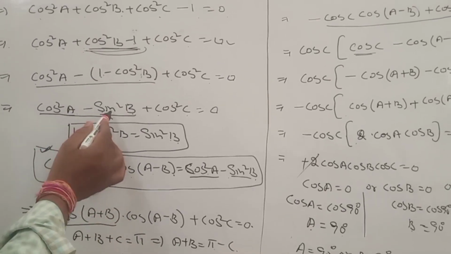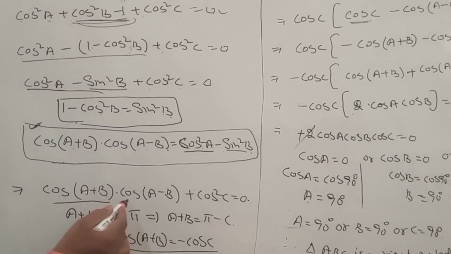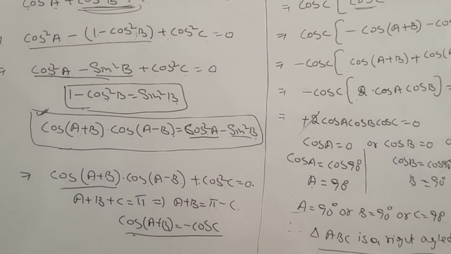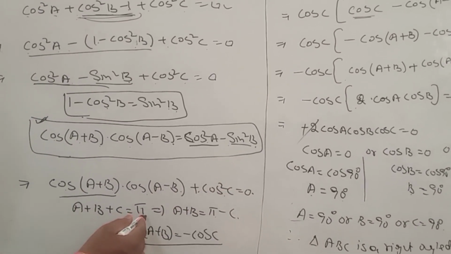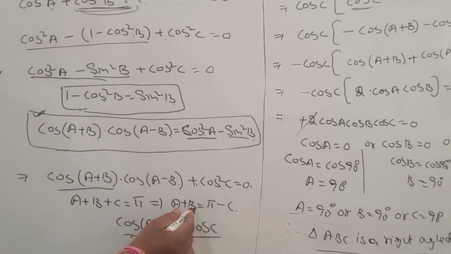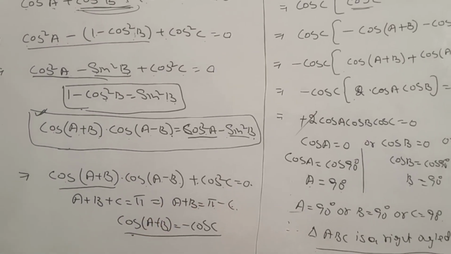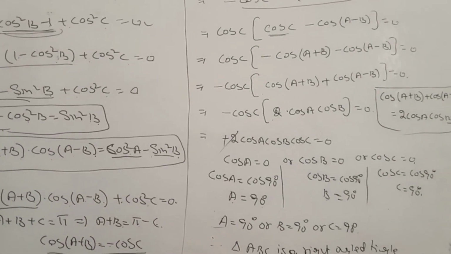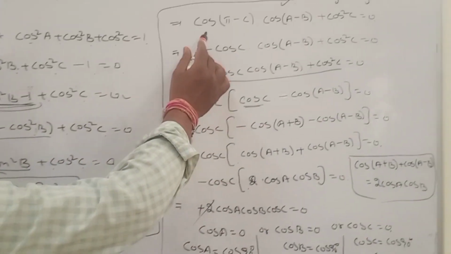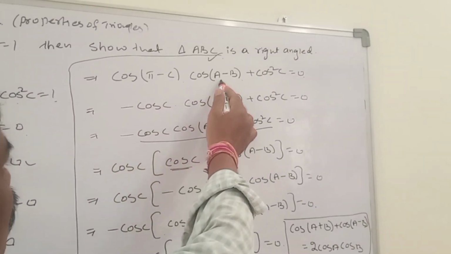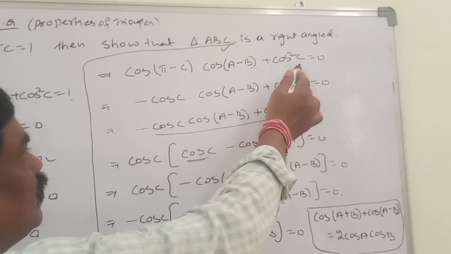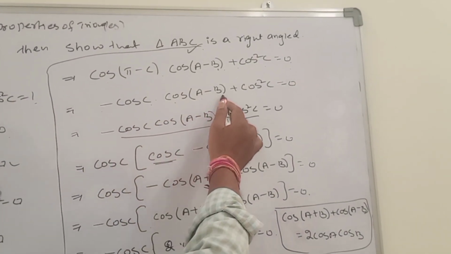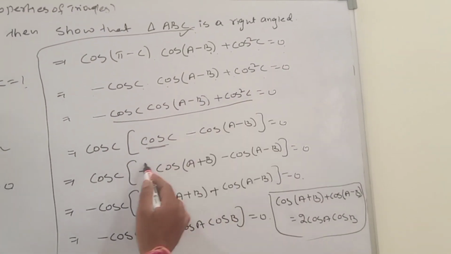Then you have to write this as cos of (A plus B) into cos of (A minus B) plus cos square C equal to 0. A plus B plus C is equal to what? Pi. A plus B is equal to pi minus C. Cos of (A plus B) is equal to minus cos C. So by using this formula, cos of (pi minus C) into cos of (A minus B) plus cos square C, minus cos C into cos of (A minus B) plus cos square C equal to 0.